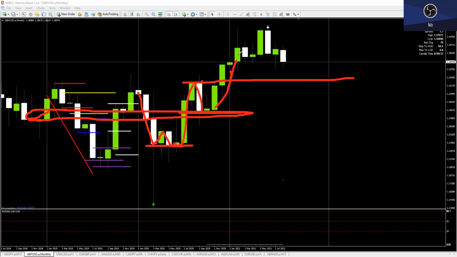Then we got the green, green, green, green, green, white. So we know this is a resistance area. That white candle stopped here, so we know this is a supportive area. We know the monthly candle is yet to close, hasn't closed yet. So we're still trading in here. This period hasn't closed. Now, in my opinion, it will close here.